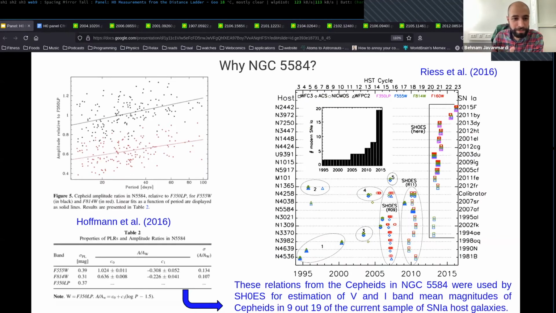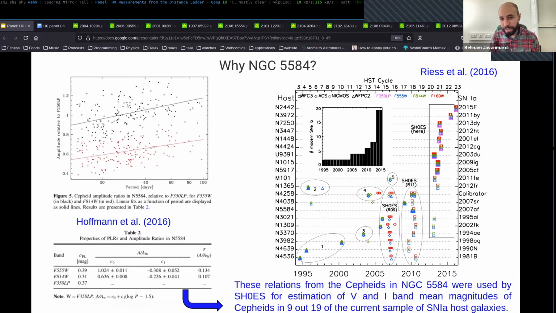And so the left panel shows a relation they found between amplitude ratios and the period. And then they assume that these relations hold for all the Cepheids in other galaxies, and then correct for the random phase observations of Cepheids in other galaxies in the V and I bands. So that's, Charlotte, coming back to the question.